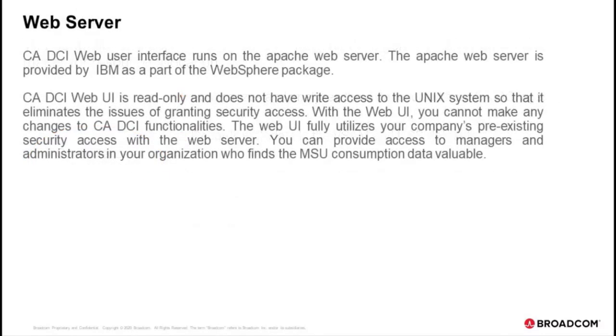Web server. CA DCI Web UI runs on the Apache Web Server. The Apache Web Server is provided by IBM as a part of the WebSphere package. Web UI is read-only and does not have write access to the Unix system, so that it eliminates the issue of granting security access. With the Web UI, you cannot make any changes to the CA DCI functionalities. The Web UI fully utilizes your company's pre-existing security access with the web server. You can provide access to managers and administrators in your organization who find the MSU consumption data valuable.